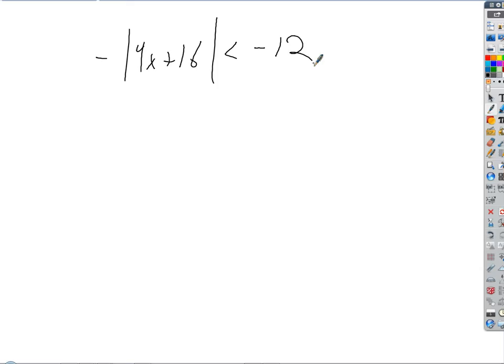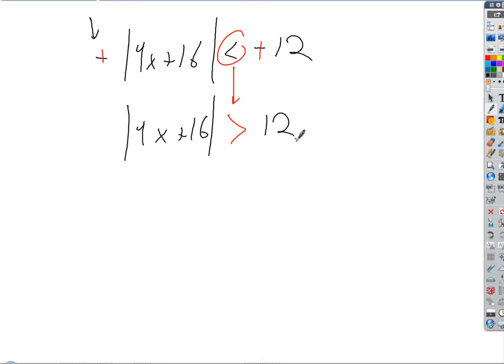Do I have to do anything to isolate the absolute value? I do, because look at this. I'd have to multiply each side by -1, changing the signs of both sides. But if I multiply or divide by a negative, what do I have to do? I have to flip the sign. So that's going to become that way. Now I've got absolute value of 4x plus 16 is greater than positive 12.